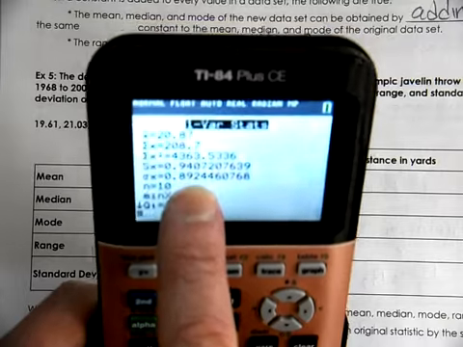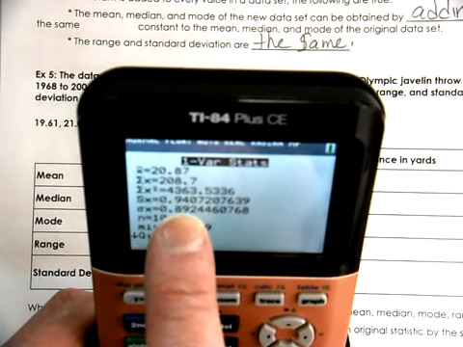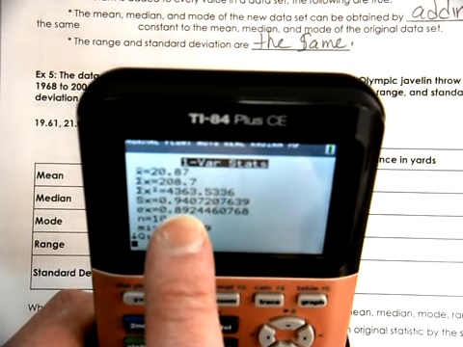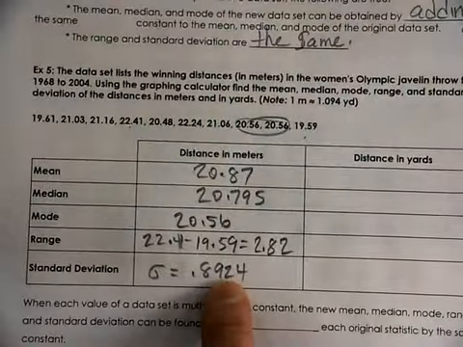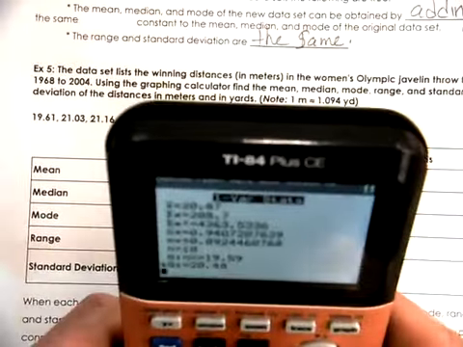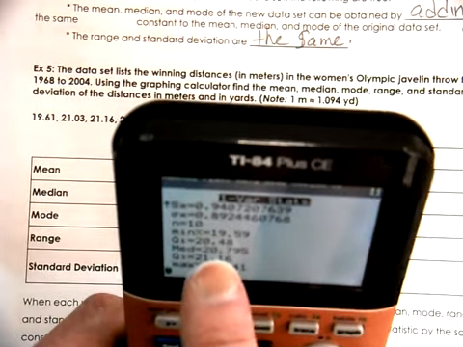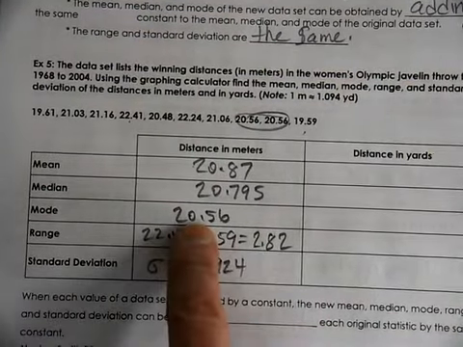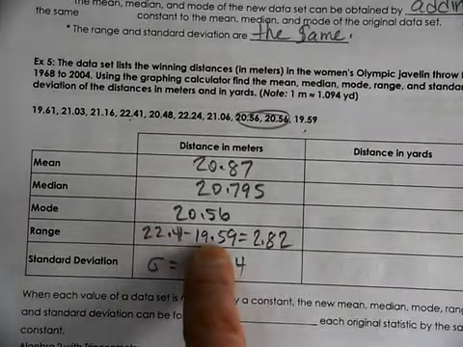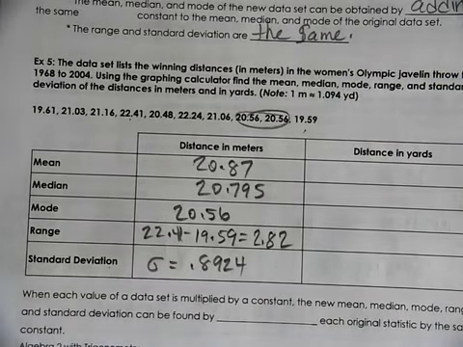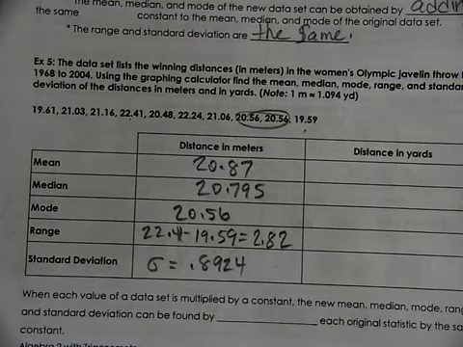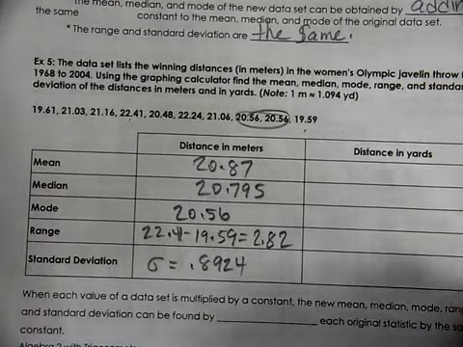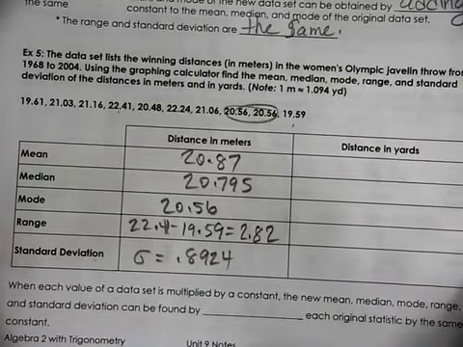Standard deviation, using the correct standard deviation, 0.8924. The median. The mode's the number that repeats, and the range is the largest minus the smallest. It's a hard screen to read, a screen on a screen.